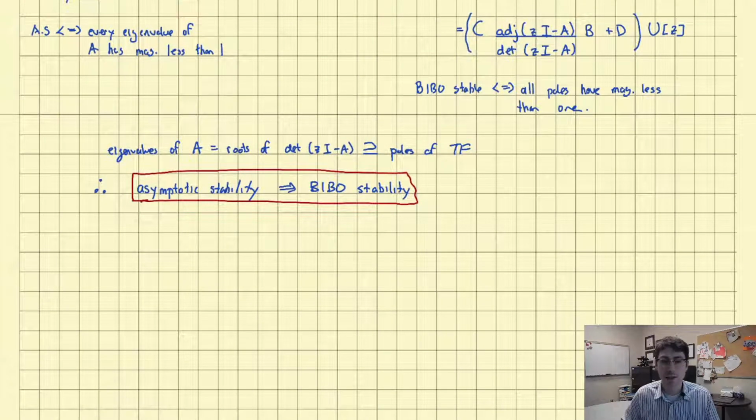But essentially, the long story short here is that we have these two different notions of stability. One is regarding initial conditions. One was regarding inputs. They look very different superficially, but in most cases they are equivalent.